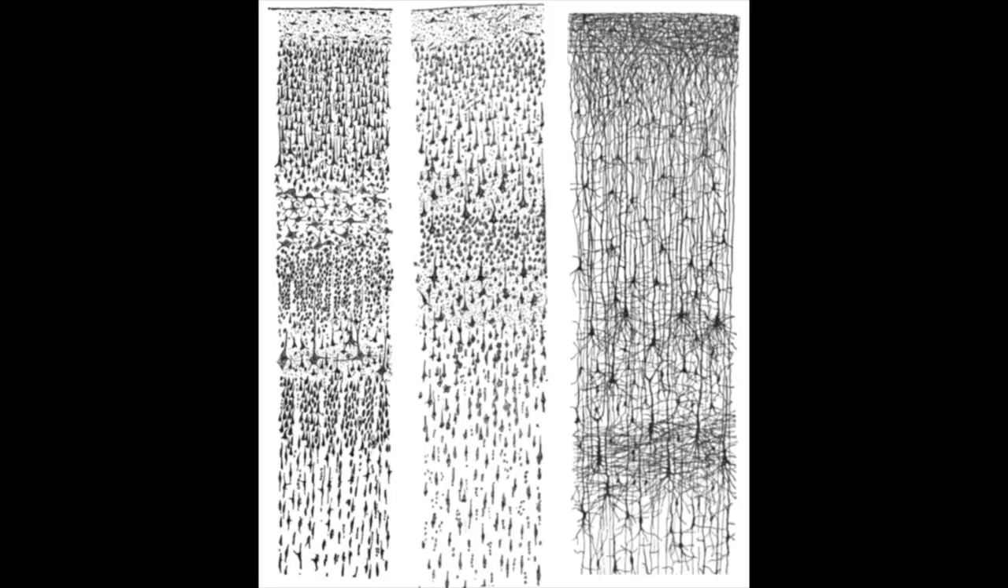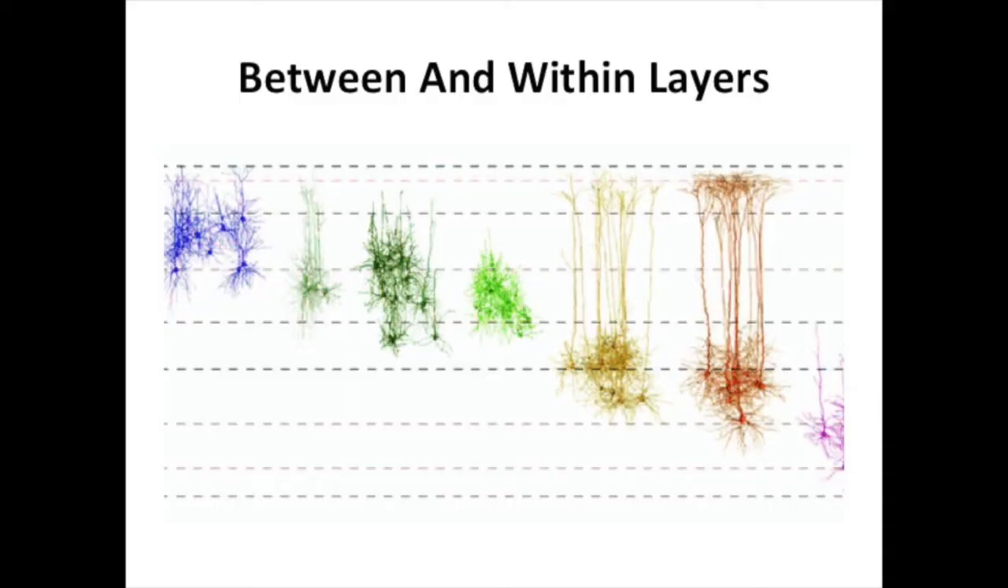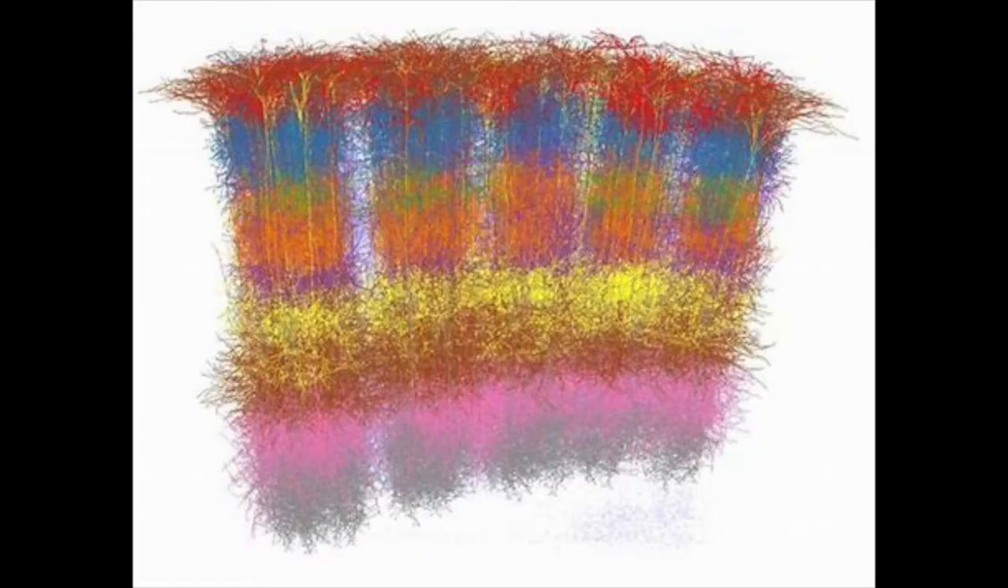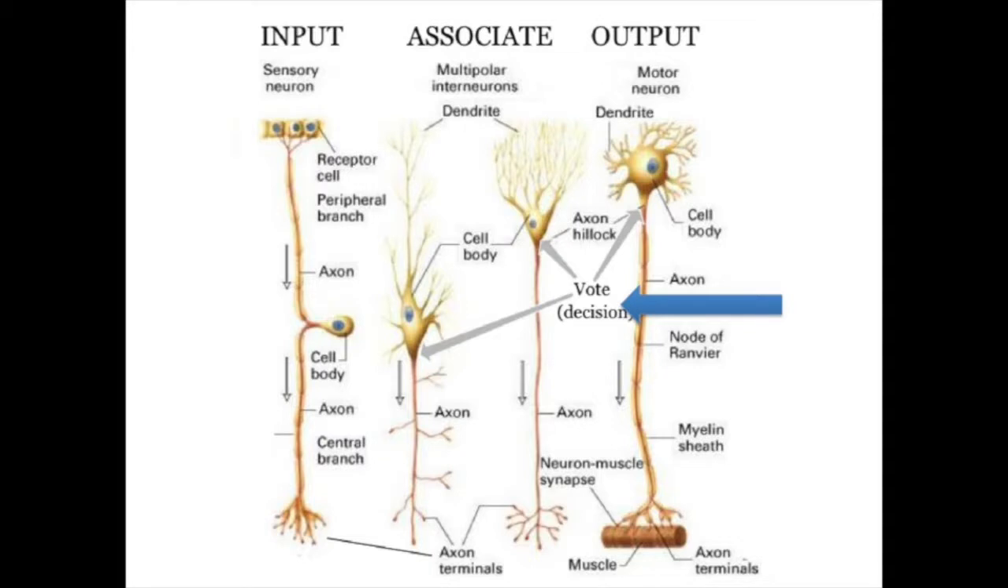Now let's talk about neurons. Well, these diagrams are pretty noisy. There are really only three types of neurons, or four if we want to be precise. Sensory input, taking stuff in, association, doing computation, and motor output.